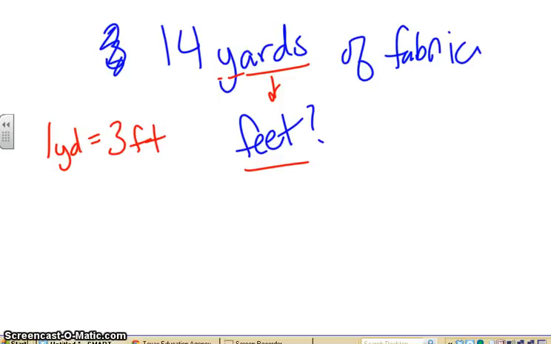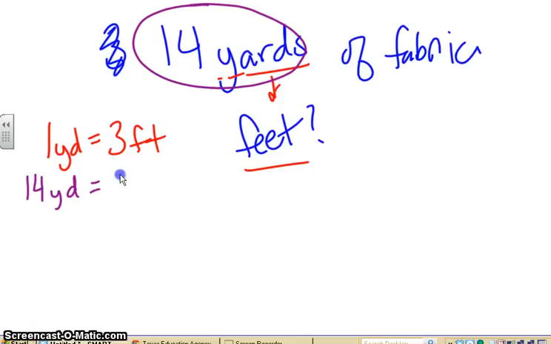So now let's write down what we know. Right now we know I have 14 yards, so I'm going to put that on the yards side. And right now I don't know how many feet I have. I have to figure that out. So now I can use my mathematics chart to help me solve this. I know that I'm going to be converting from yards to feet, because that's what I'm trying to figure out. So let's look at what they did at the top when they converted from yards to feet.